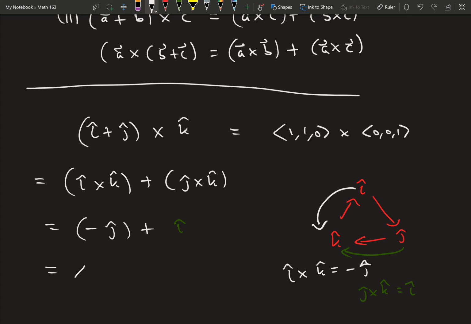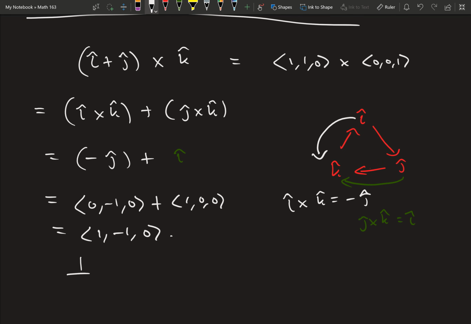And so this is equal to 0, negative 1, 0, plus 1, 0, 0. So this is actually the vector 1, negative 1, 0. And you can see that this is orthogonal to the vectors 1, 1, 0 and 0, 0, 1, just by taking the dot product, you can see that.